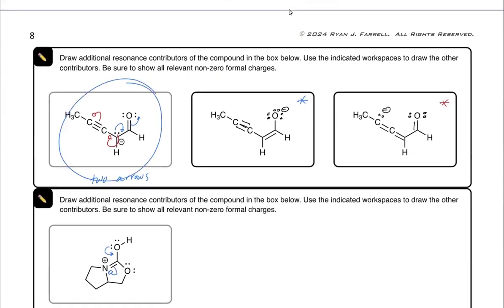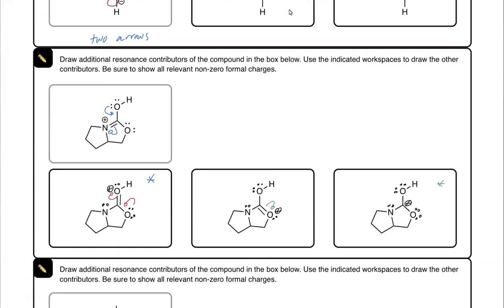In this example, we were overall negative, so 2 arrows were required to go to the next contributor, and we were in the middle of the system, so we could do the blue arrow push resonating to the right or the red arrow push resonating to the left. In this example, we had a positive charge, and we specifically had lone pair atoms adjacent to that pi system. So I could use 2 arrows to show that oxygen taking on the positive charge, or in red here, 2 arrows to show this oxygen taking on the positive charge.